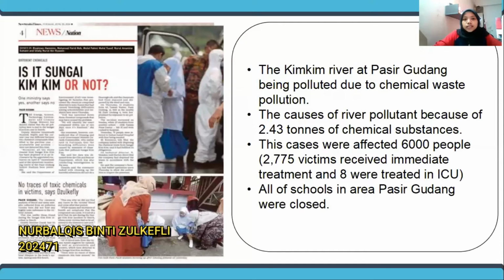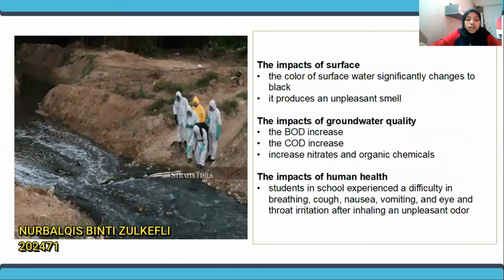So next, as you can see, the impact on the surface of Kim Kim River: the color of the surface water significantly changed to black. Not only that, it produced an unpleasant smell, so the aquatic life in the river almost died.